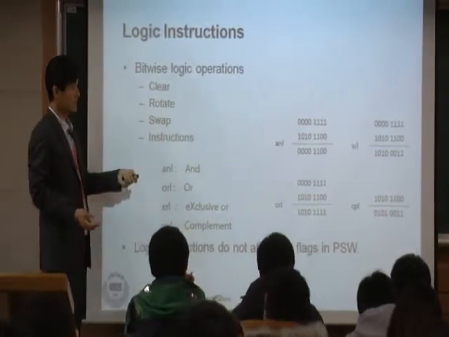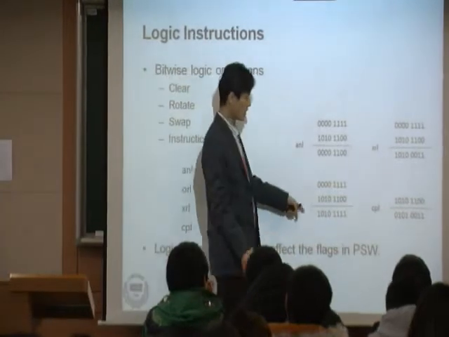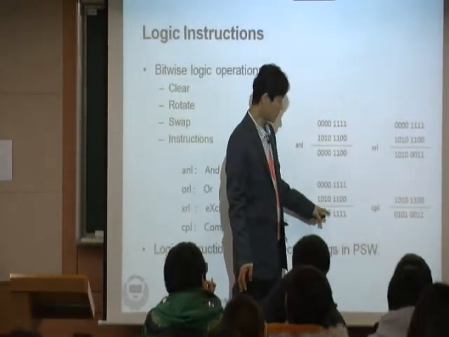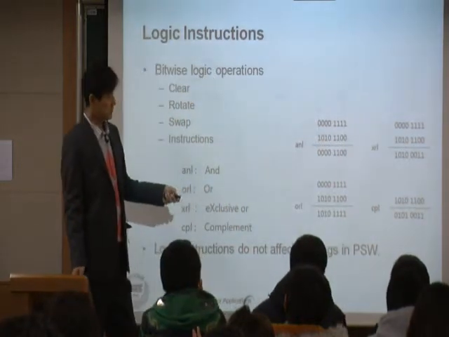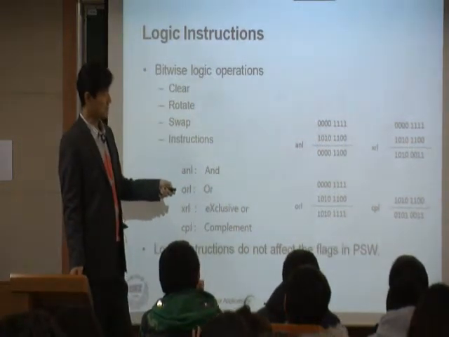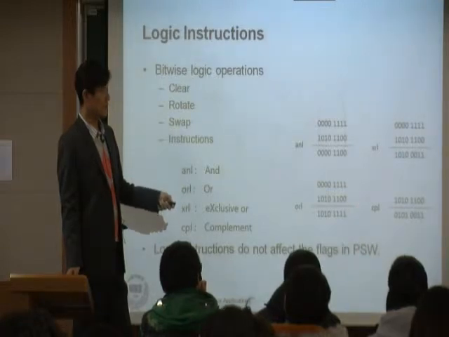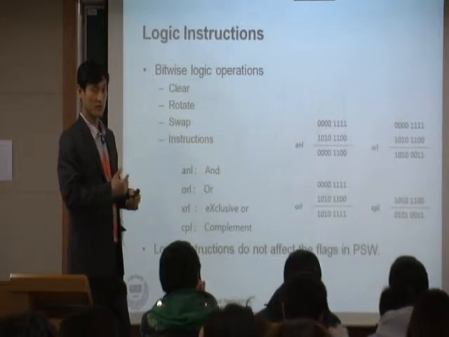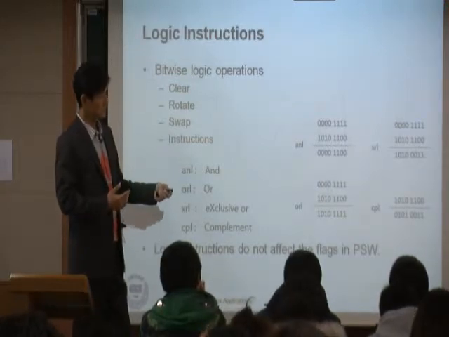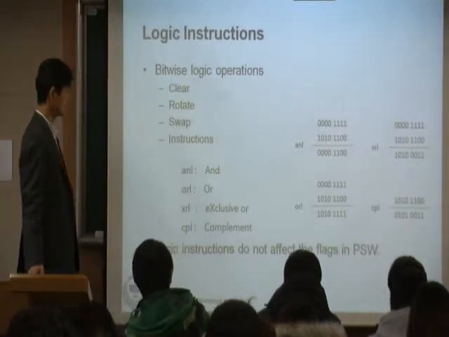So this is AND. Similarly, you have OR. When you do OR, 1 and 0 becomes 1, 1 and 1 becomes 1, 0 and 0 becomes 0. That's OR. This is exclusive OR, XOR. Complement: what is complement? 1 becomes 0, 0 becomes 1. That's complement. So you understand these things. This is pretty easy. So that's the logical instructions.